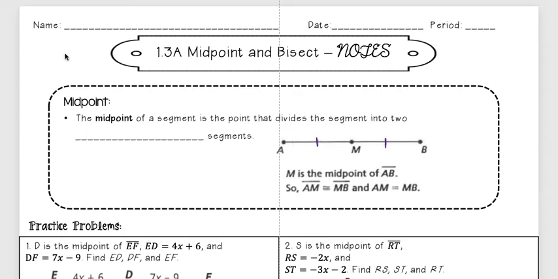Hello everyone, today we are going into 1.3a, midpoint and bisect. And so in this first video we're going to talk about midpoint.